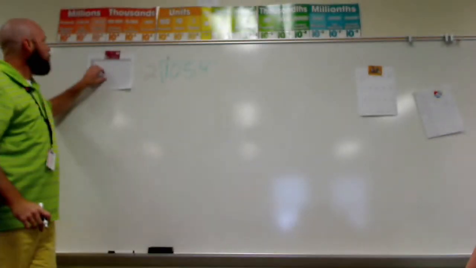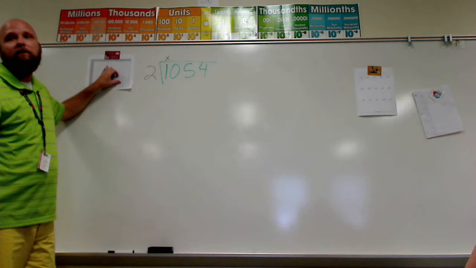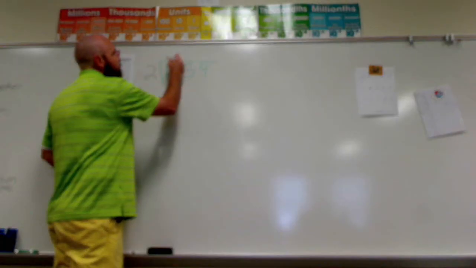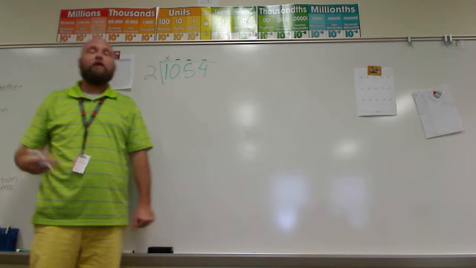So does 2 go into 1? No. Okay? Look at my multiplication, does 2 go into 10? Yes, the closest I can get without going over. That means my answer, my quotient, is going to have 3 digits. My quotient is going to have 3 digits.